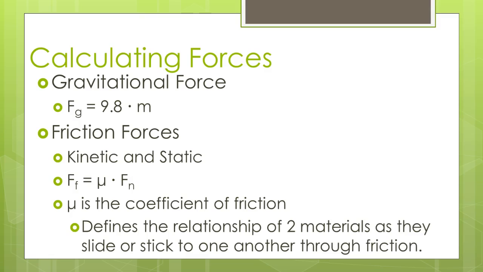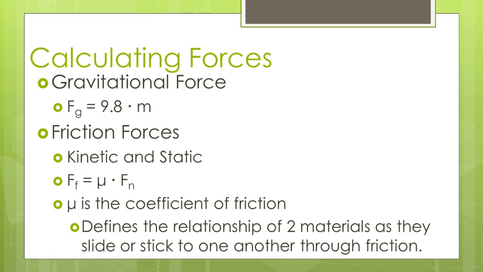Mu is a variable that represents the coefficient of friction. The coefficient of friction defines the relationship of two materials as they slide or stick to one another through friction. The two different materials determine the coefficient of friction. For example, there's a different coefficient of friction for a dry tire against a dry asphalt surface versus a wet tire on a wet asphalt surface.